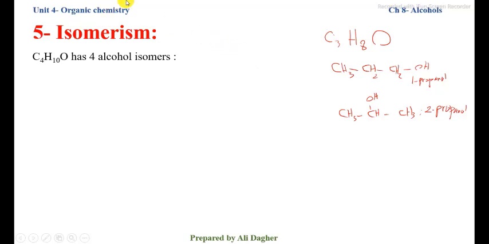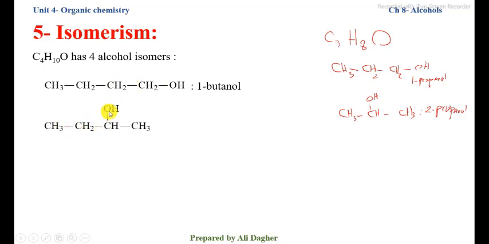Now for 4 carbon, C4H10O has 4 isomers. The first, we put the 4 carbon on the same chain, a straight main chain, and we put OH on carbon number 1. This is 1-butanol, formed of 4 carbon, and OH on carbon number 1. The second isomer, we keep the same carbon chain, but we change the position of the hydroxyl group. We put OH on carbon number 2. We obtain this isomer, CH3CH2CHOHCH3, which is 2-butanol. If we put OH on the other end carbon, then this carbon becomes number 2. It is the same as this isomer, 2-butanol. Then for the carbon chain formed of 4 carbon, we have 2 isomers.